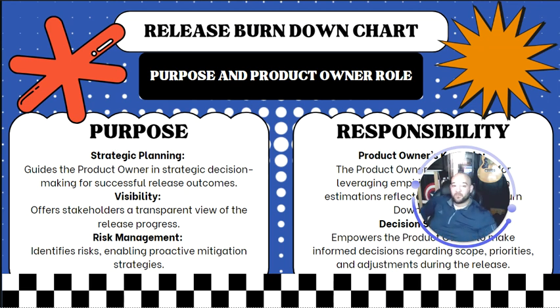Now, the product owner's key responsibility here is leveraging that data and team estimates to reflect each burn down activity or chart. And it helps us by empowering us as product owners to make informed decisions regarding the scope and our priorities, and we can adjust that during the release of the process or project.